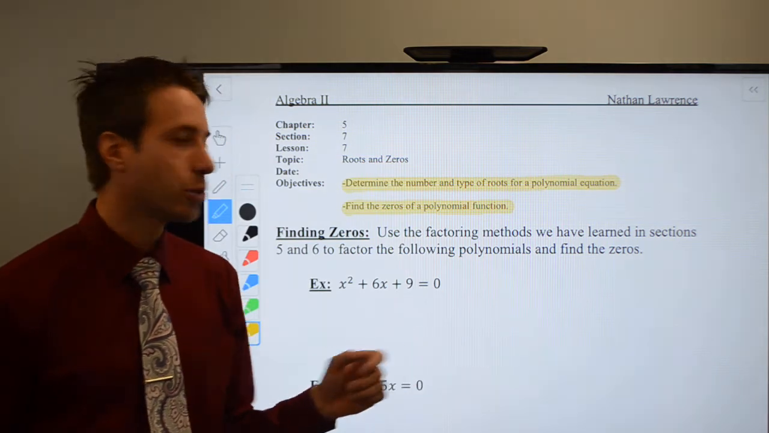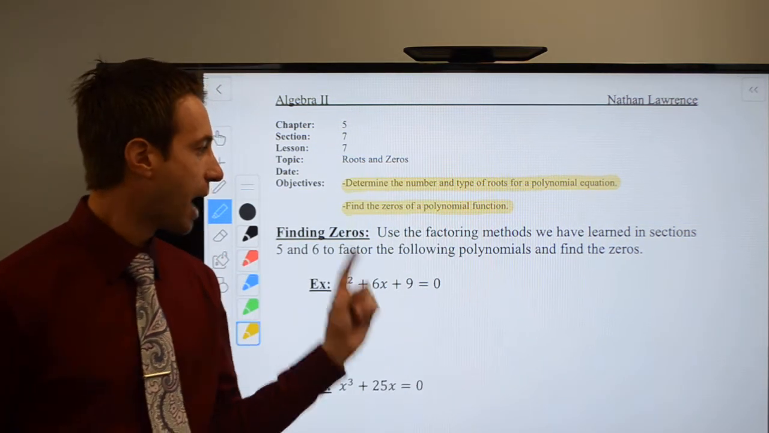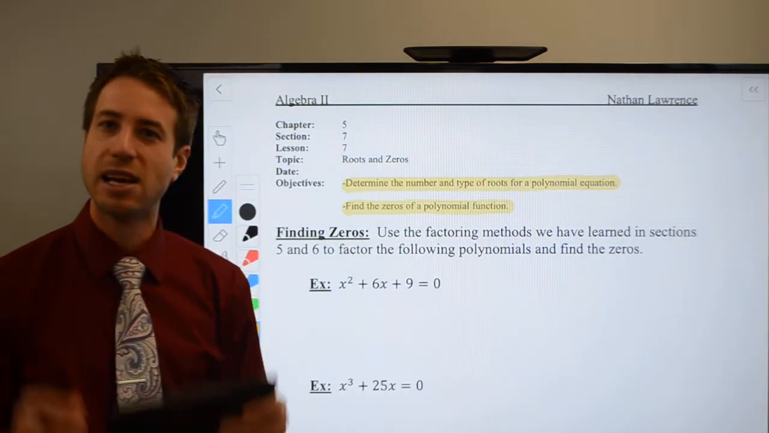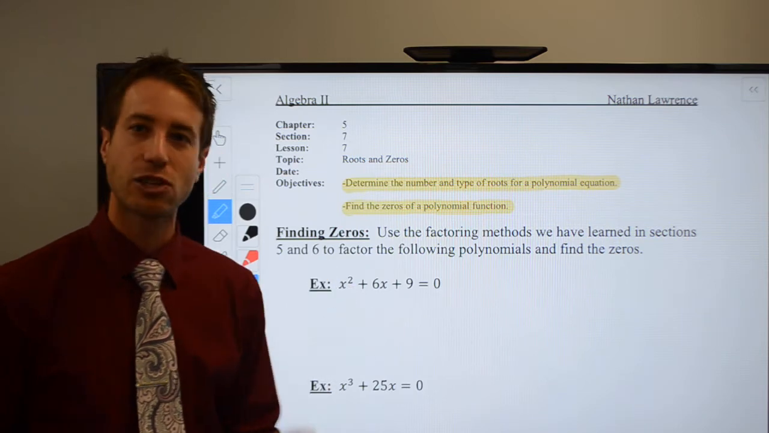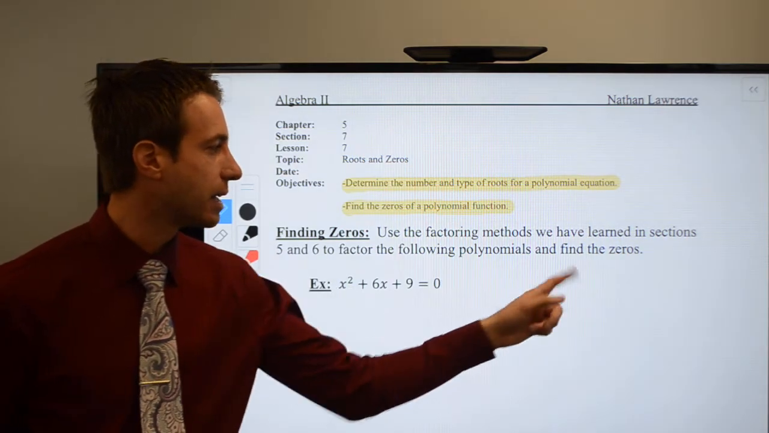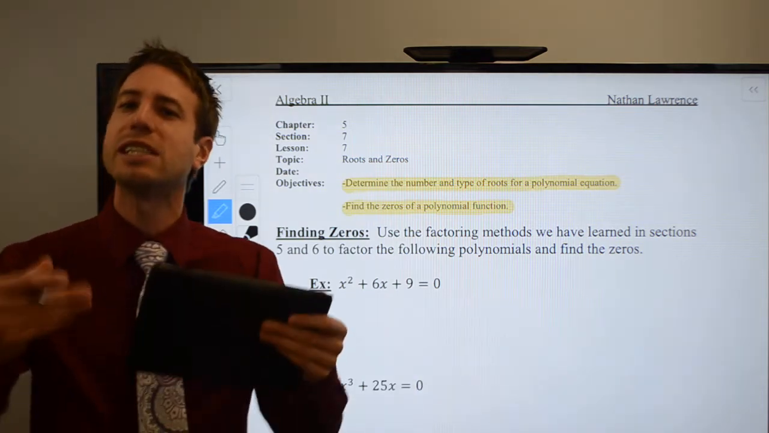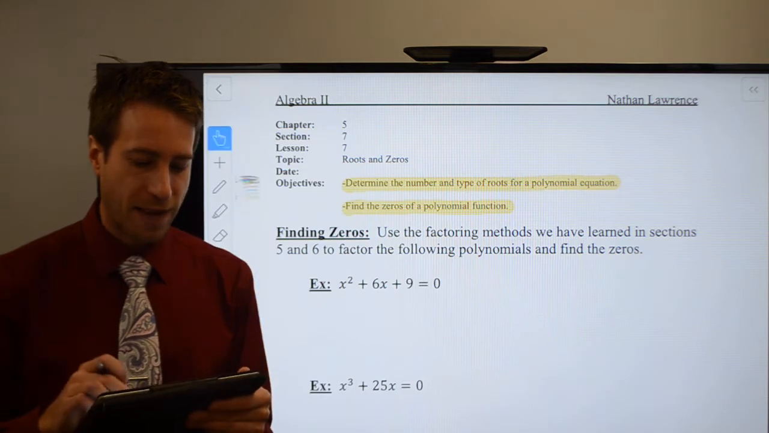Where does it cross the x-axis? Okay, so what we're going to do here is just as a little bit of review as we jump into this section, I'd like you to use the factoring methods that we've already looked at back in section 5 and section 6 of this chapter. We're going to go ahead and factor the following polynomials I've got for you. So let's get warmed up here as we jump into this section with a couple of factoring problems.